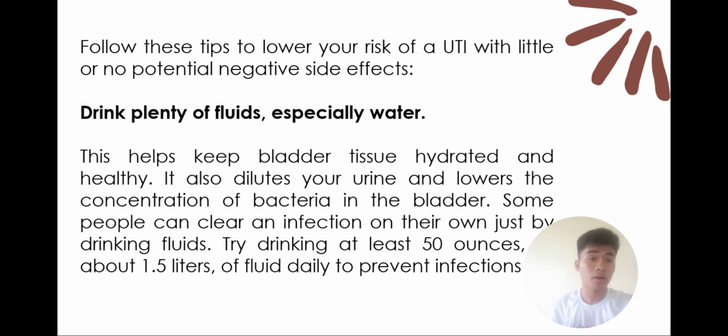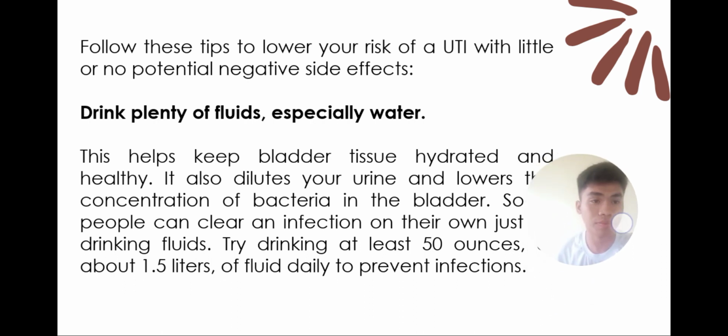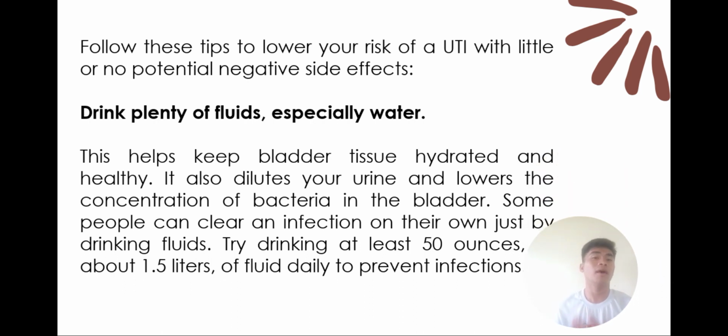So first, one is to drink plenty of fluids, especially water. This helps keep the bladder tissue hydrated and healthy. This also dilutes your urine and lowers the concentration of bacteria in the bladder. Some people can clear an infection on their own just by drinking fluids, by drinking at least 50 ounces, about 1.5 liters of fluid daily to prevent infections. So this is one of the measures to prevent UTI.